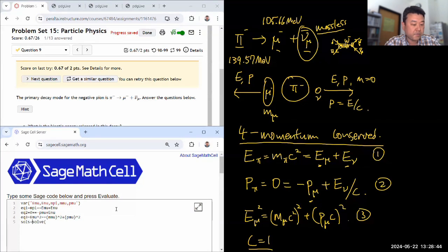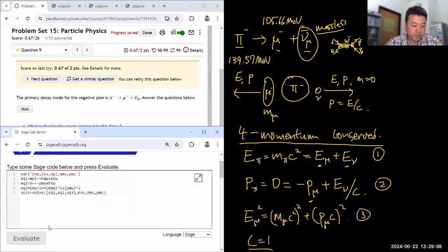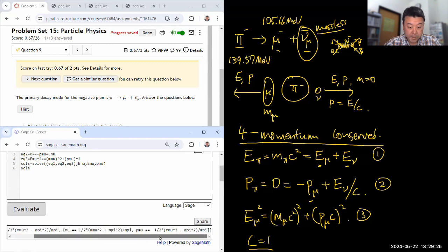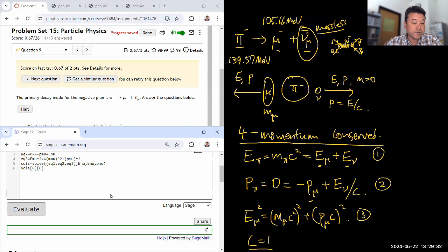I'll put it into a solutions variable. Solve for equations 1, 2, 3 simultaneously for my three unknowns. I think I care about the energy of the neutrino the most, so that'll give me a lot of information. Technically I care about the energy of the muon and the momentum of the muon too, but I actually won't need them. Assuming that it can solve, I can get everything I need from the energy of the neutrino. Oh, I forgot to print. Okay, good. So I really only need my zeroth element, which will be the energy of the neutrino.